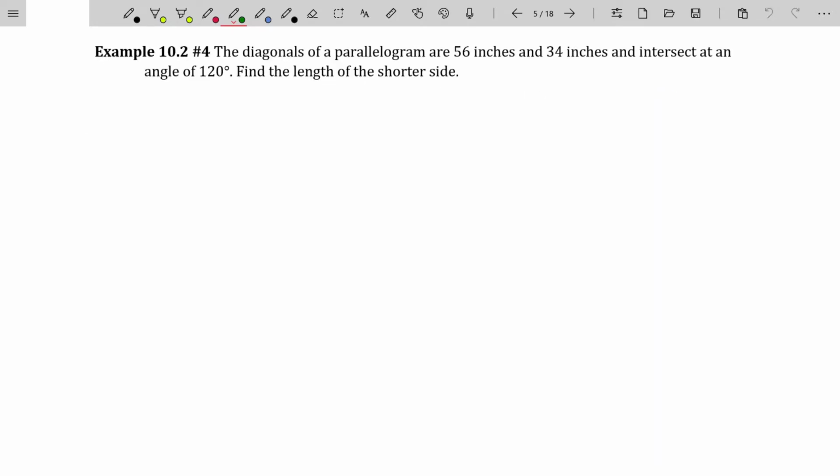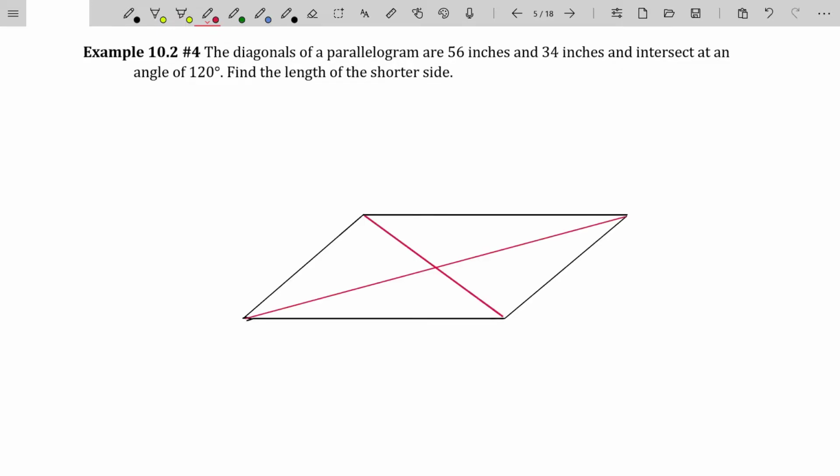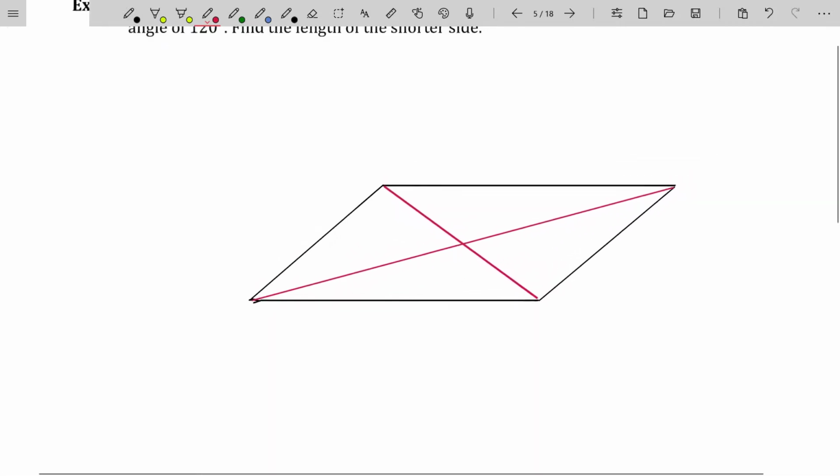I apologize for that. Anyway, our last example in this video: the diagonals of a parallelogram are 56 inches and 34 inches. And they intersect at an angle of 120 degrees. Find the length of the shorter side. So let me draw a picture of this situation so we can easily see what I'm talking about. So we have this parallelogram, each a parallel side. We have two parallel sides basically, but it's not necessarily a square.